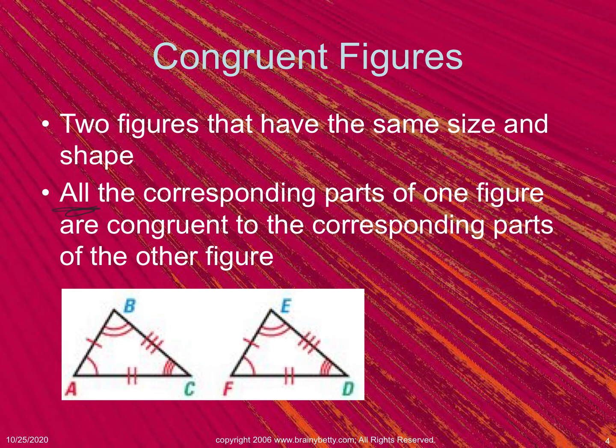Underline the word all. There is no part of any figure that will not match up to another part of another figure. They're all going to match up. Everything's going to be congruent between the 2 triangles. In this case, it's a triangle. But we're going to be talking about different shapes.